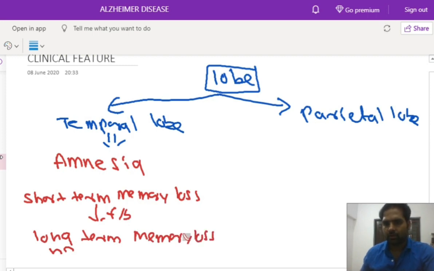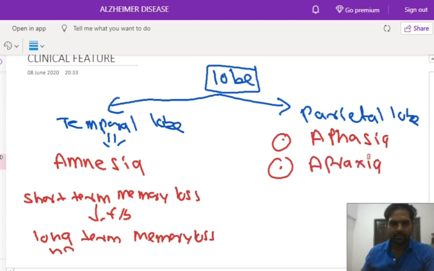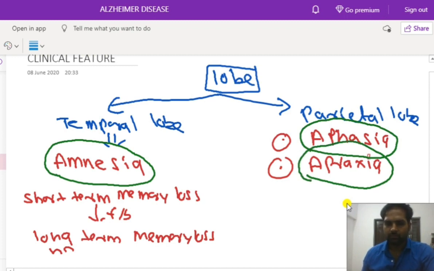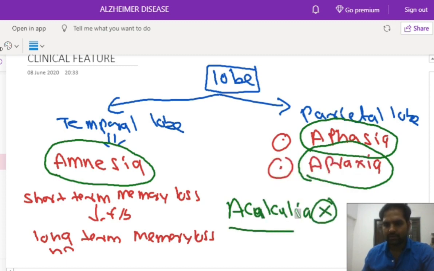Now in the parietal lobe, we can have two features: the first one is aphasia, and the second one is apraxia. Let's see what these terms mean. Amnesia means loss of memory. Aphasia means the patient is unable to speak or communicate, and apraxia means the patient has a lack of skillful movements. Always remember, acalculia is not a feature of Alzheimer disease.